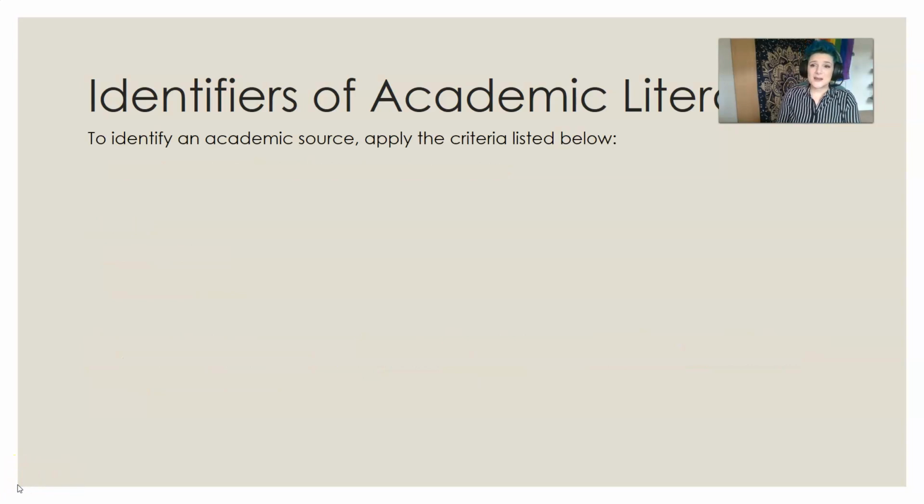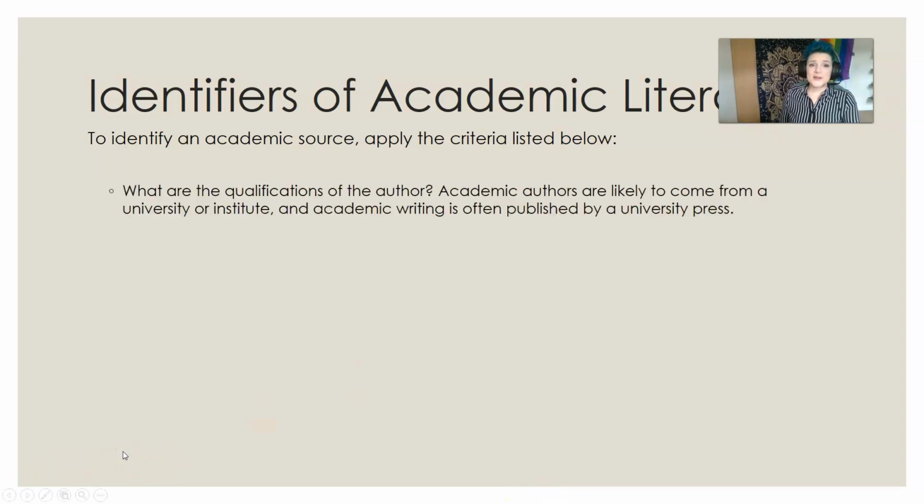As some magazine articles and newspaper articles can be written in a way that makes them seem like an academic source, a great way to identify whether or not they are academic sources is to apply the criteria listed below. So, these include identifying what the qualifications of the author are.